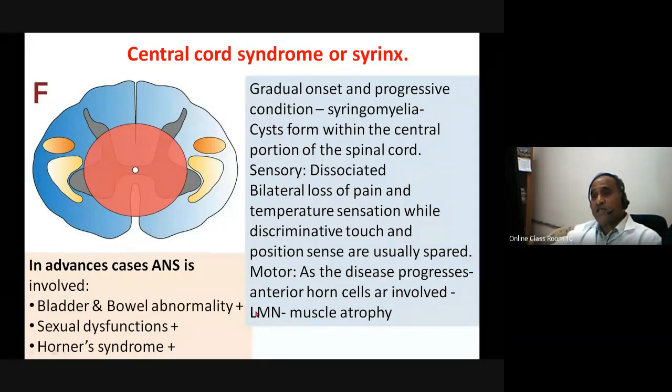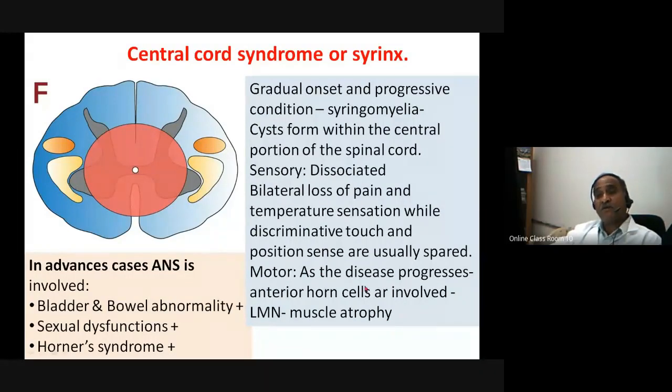So then the lower motor neuron, here what happens, it destroys the motor neurons, and this will produce lower motor neuron type of lesions. The muscles are flaccid, there will be atrophy, there will be fasciculations. So all those lower motor neuron lesions are happening.